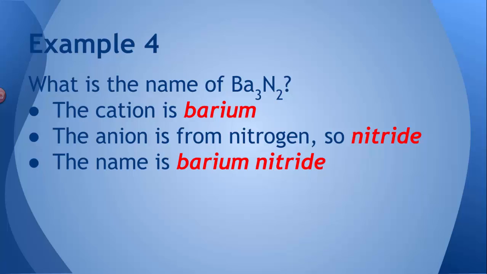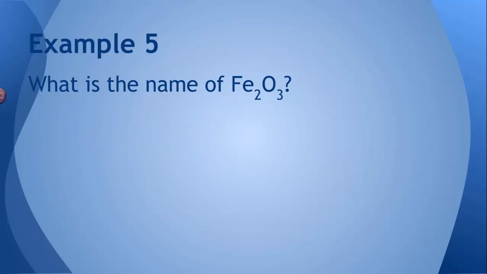Notice I don't have the word tri in there for barium or di for nitrogen. I don't have to say that because when barium and nitrogen go together, they only go together 3 bariums and 2 nitrides. It's the only way it can work. Everybody in the world who knows how to write formulas knows that. So all you have to do is say the 2 ions. Okay? Let's look at this one though.